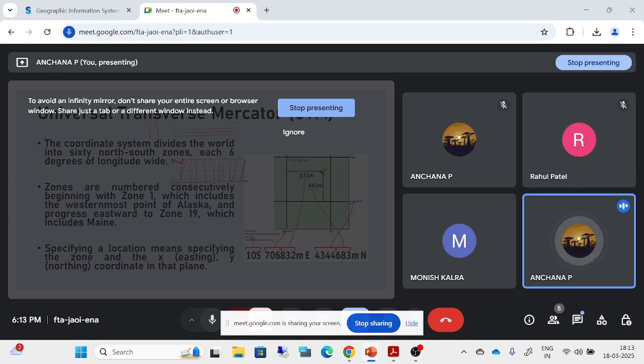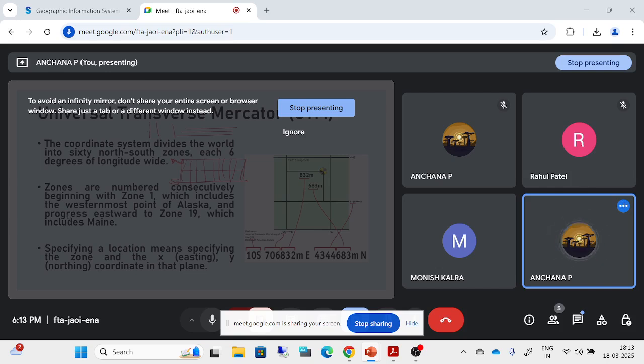Now the zones are numbered consecutively beginning with zone 1, which includes the westernmost point of Alaska, and progress eastward to zone 19, which includes the main part of, I think, the US. That is just a trivia thing, just to make you understand. But the essence of this is that this coordinate system divides the world map into 60 north-south zones. And here we have X and Y, that is the easting and the northing.